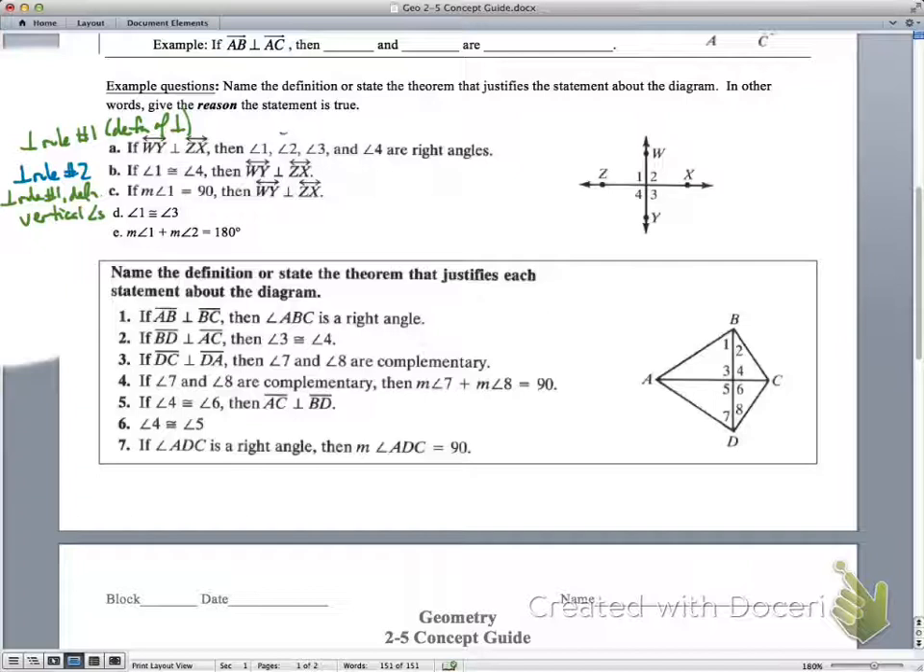What about angle 1 plus angle 2 equals 180? Does that have anything to do with them equaling 90 degrees or anything to do with perpendicular? Not really. That is the angle addition postulate. Angle 1 plus angle 2 form a straight angle. It doesn't matter whether they're both 90. They are, but that's not what makes them equal 180. It's because of the angle addition postulate.